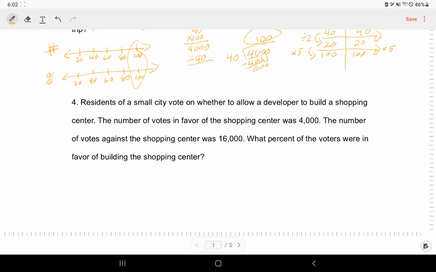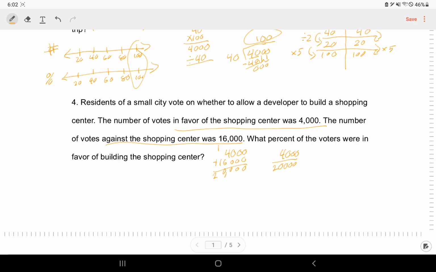Residents of a small city vote on whether to allow a developer to build a shopping center. The number of votes in favor of the shopping center was 4,000. Against the shopping center was 16,000. So that means the total votes was 4,000 plus 16,000, or 20,000. So we've got 4,000 over 20,000. And so it's what percent?